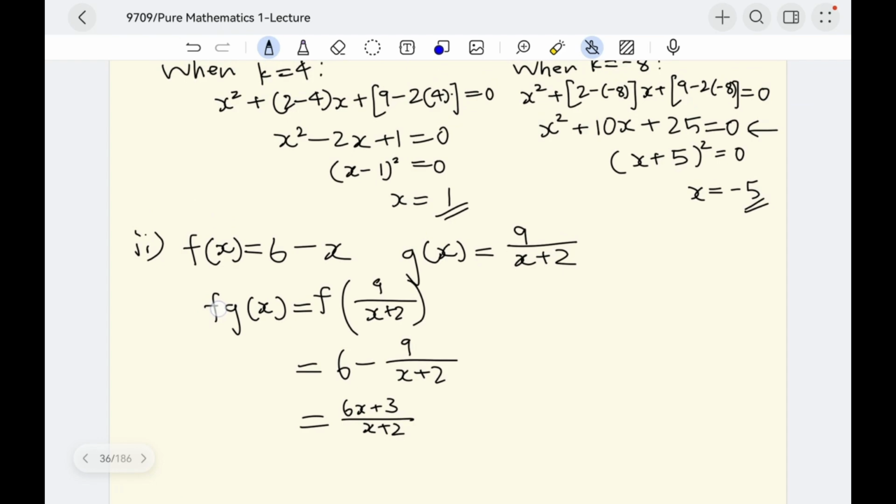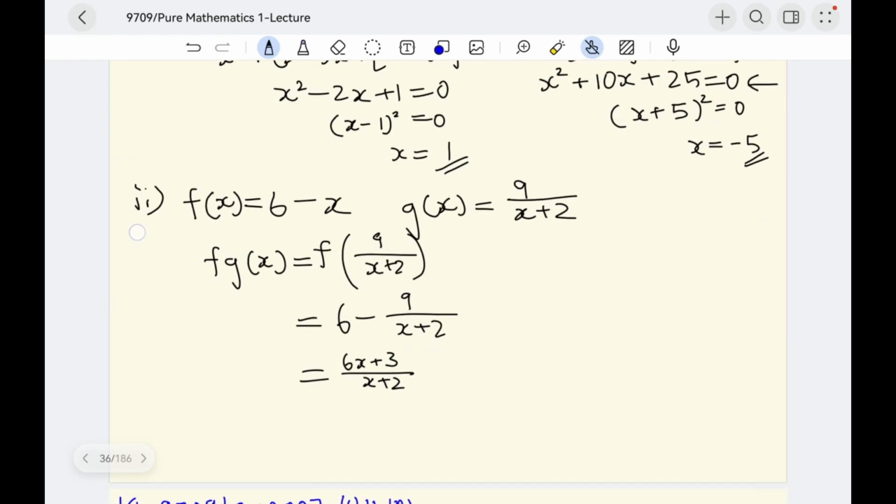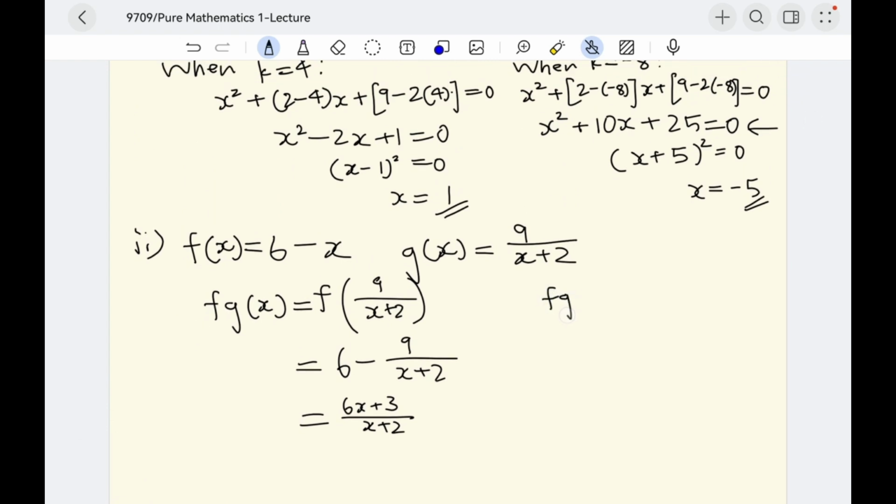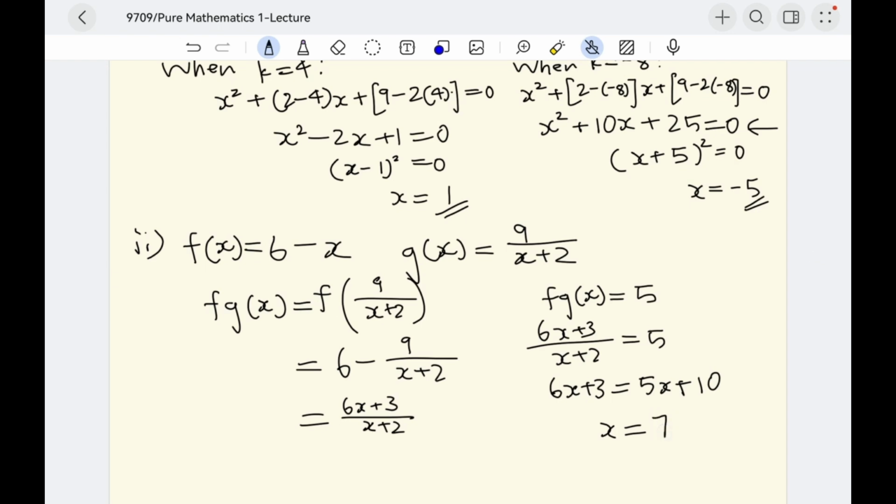Once you obtain fg(x), equate fg(x) to 5, according to the question. Next you multiply x plus 2 on both sides and expand it to get 5x plus 10. Then with simple mathematical workings, finally you get x as 7.